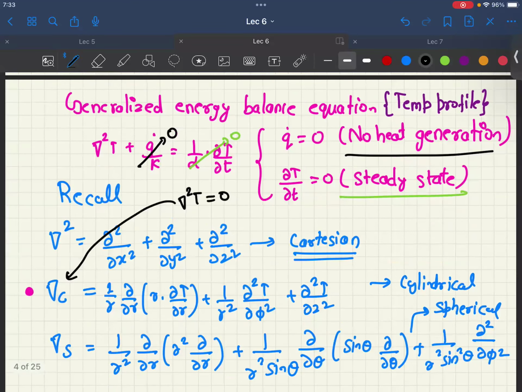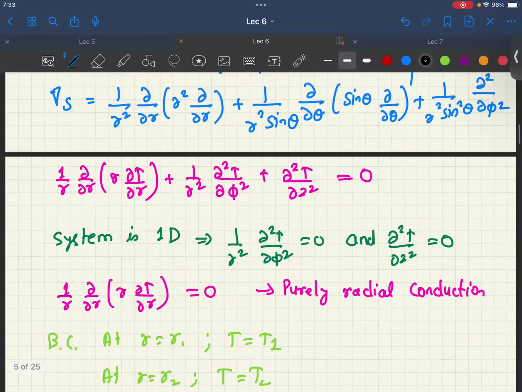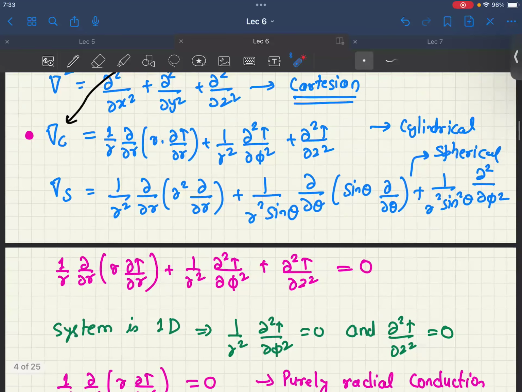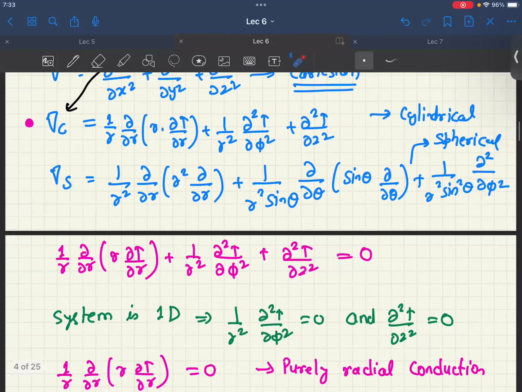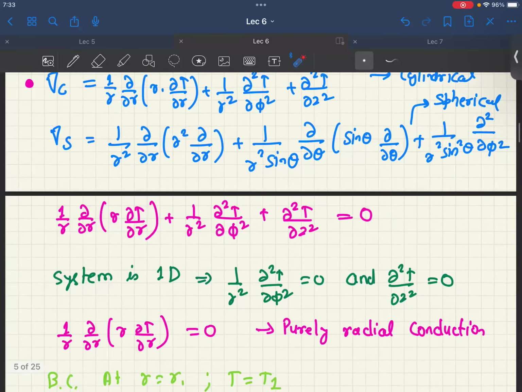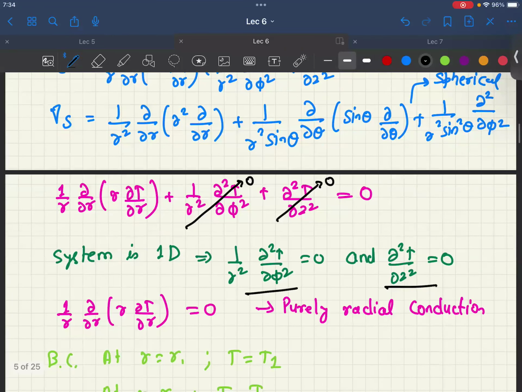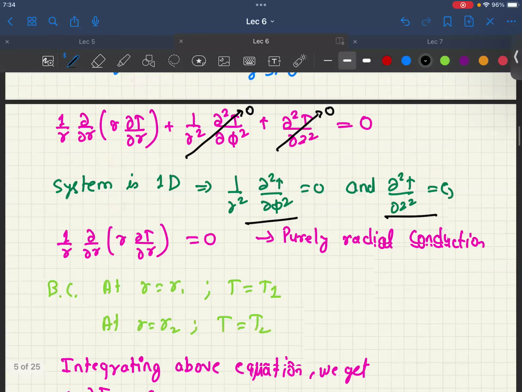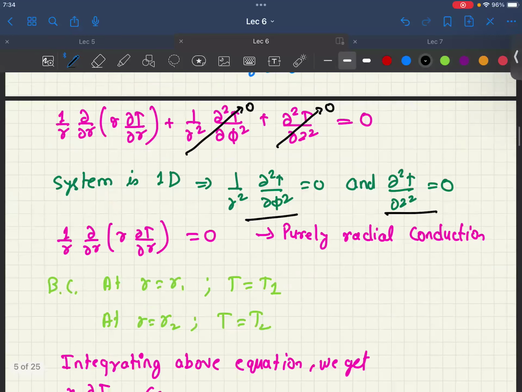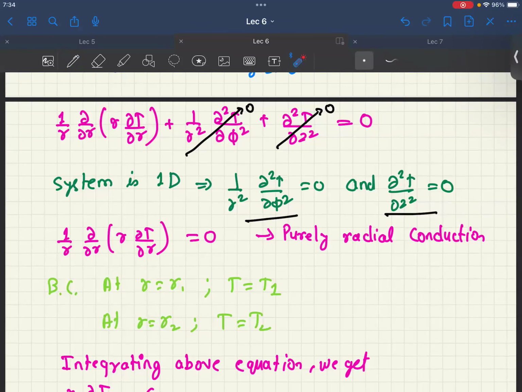ठीक है, तो इसका मतलब हो गया that (1/r) ∂/∂r operating on temperature as a variable, r ∂T/∂r, plus (1/r²) ∂²T/∂θ², ∂²T/∂φ², plus ∂²T/∂z² equal to 0. Now since we say it's a one-dimensional system, we can eradicate these two expressions as well. This is also going to be 0 and this is also going to be 0. So what we end up with is this expression: (1/r) ∂/∂r (r ∂T/∂r) = 0.